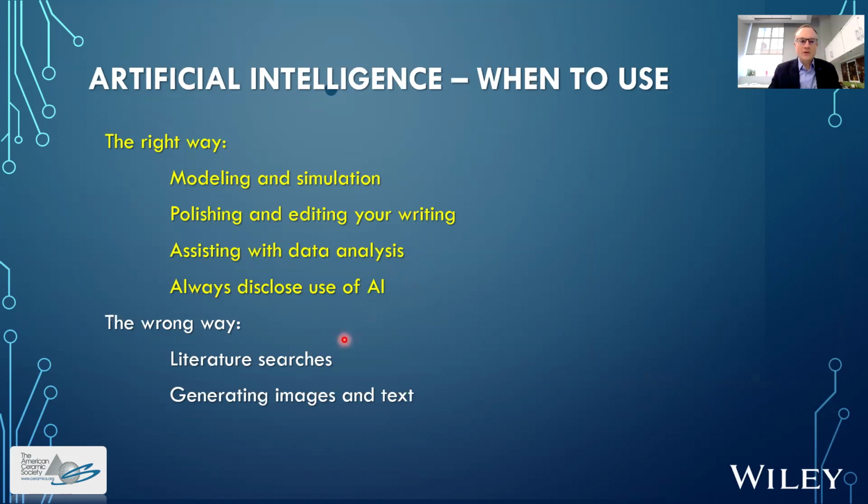The wrong way to use AI is for automated literature searches. It is your responsibility to do your own literature searches and to make sure that the papers that you cite are relevant for your research and that you cite them in an appropriate fashion. The other wrong way to use AI tools is to generate images or to generate text and present it as if it's your own work. Your work needs to be your own work.